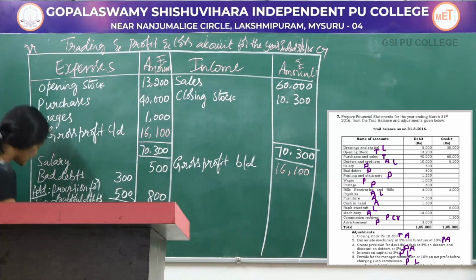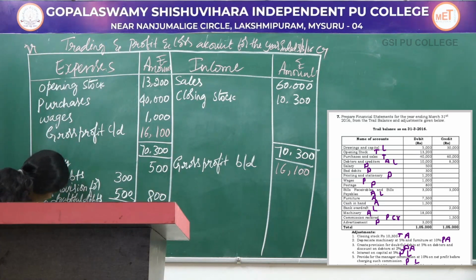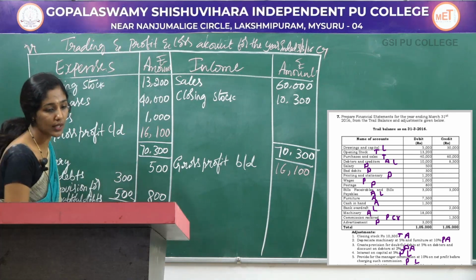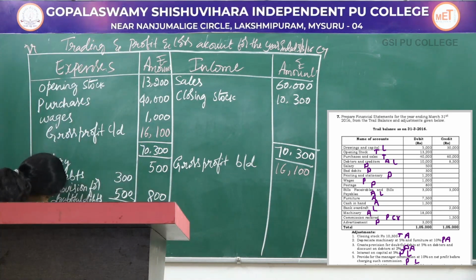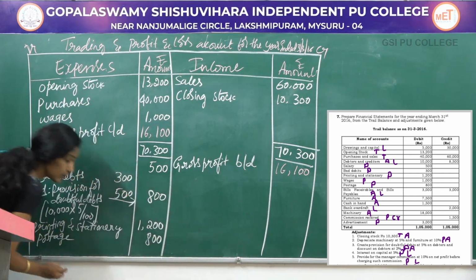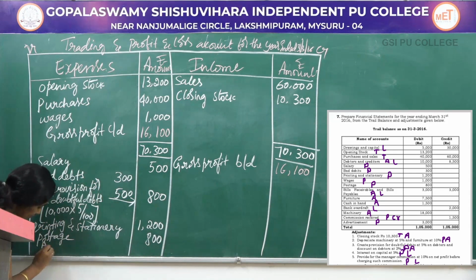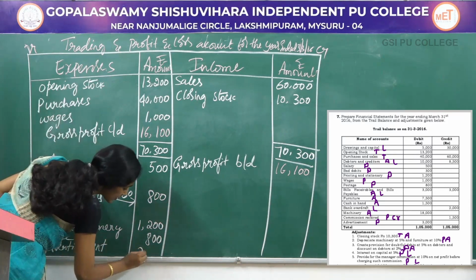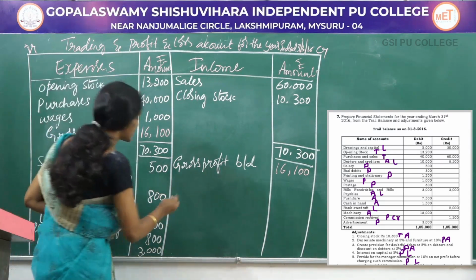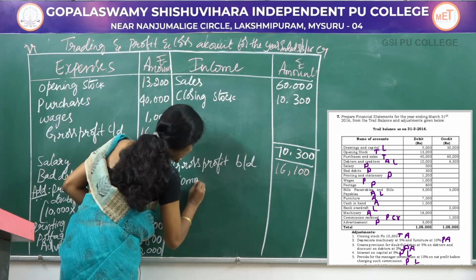And the next item is printing and stationery. What is the amount of printing and stationery? 1,200. The next, postage 800. The next item is advertisement. What is the amount? 3,000. And the next, commission received.